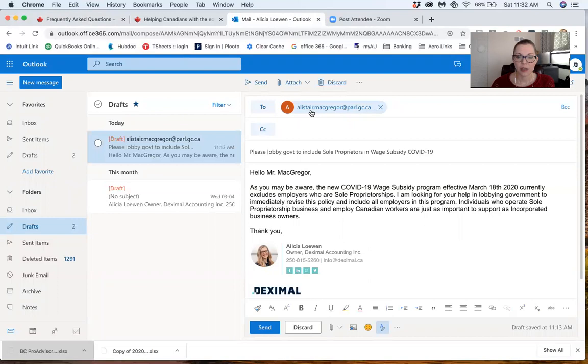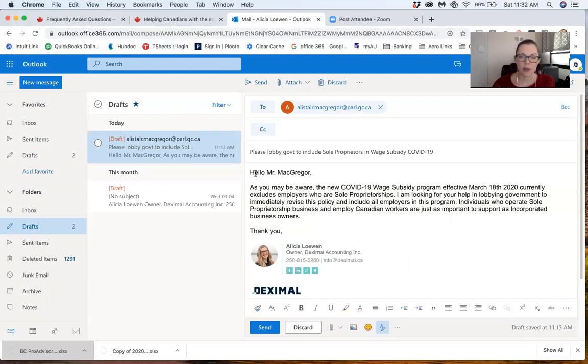I've written an email here to Alistair McGregor. I'm in North Cowichan, so he is our local MP. And I've said, hello, Mr. McGregor. As you may be aware, the new COVID-19 Wage Subsidy Program, effective March 18th, currently excludes employers who are sole proprietorships. I'm looking for your help in lobbying government to immediately revise this policy and include all employers in this program. Individuals who operate sole proprietorship businesses and employ Canadian workers are just as important to support as incorporated business owners. So if you want to copy that text, go for it. Send it to your MP as well.